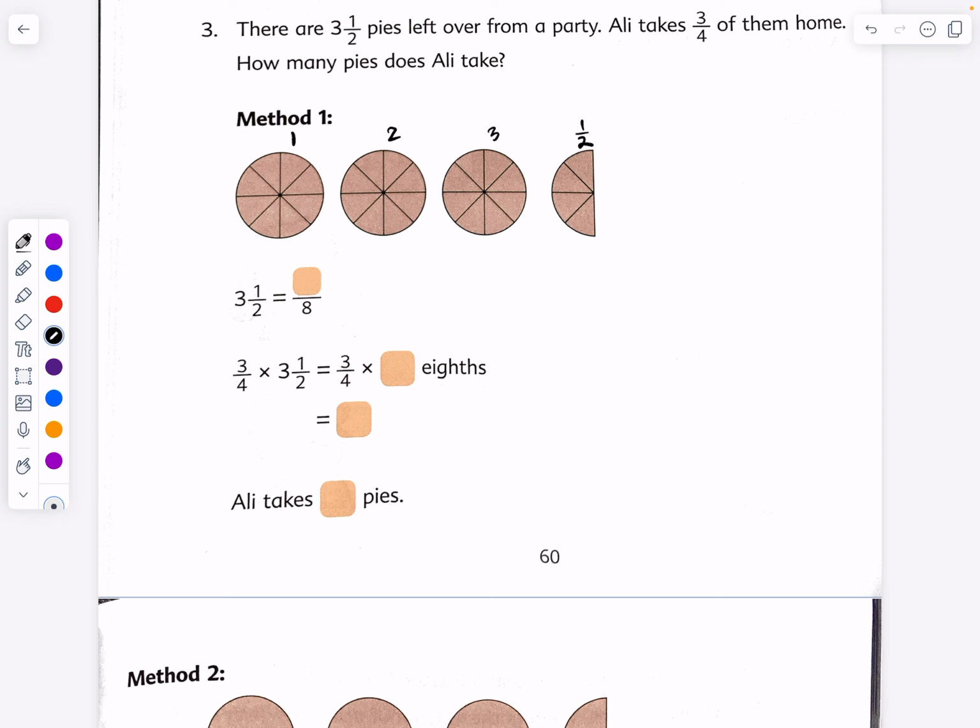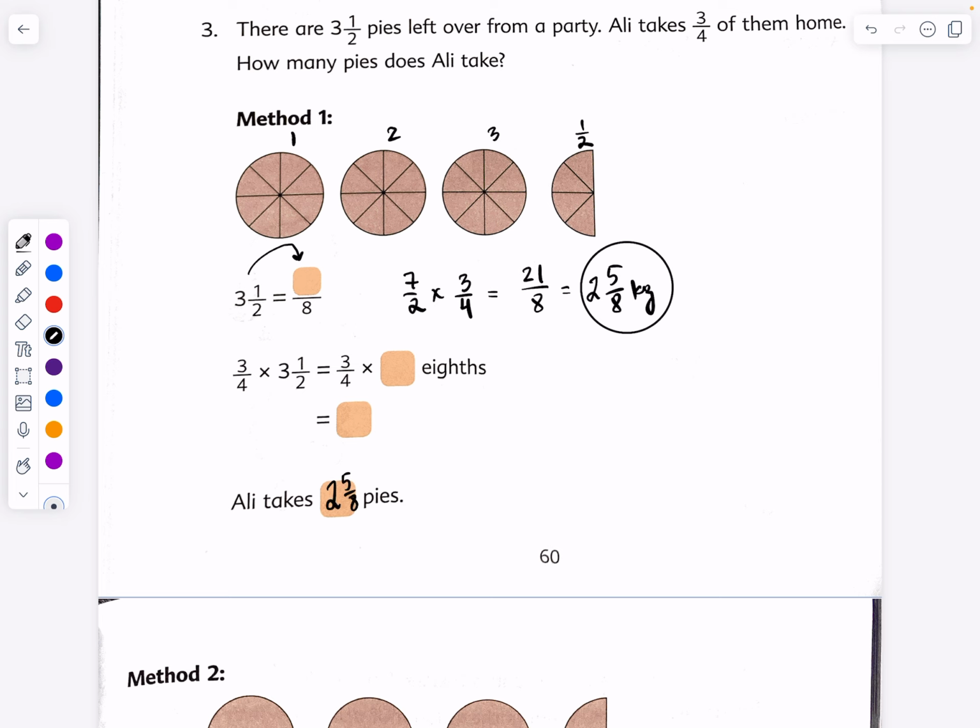So step 1, let's convert this mixed number into an improper fraction. 3.5 is actually 7/2, right? So we have 7/2. So what is 3/4 of 7/2? 3/4 of 7/2 is 21/8. And 21/8 is 2 and 5/8 of a kilogram. Okay, there we go. So it is 2 and 5/8.